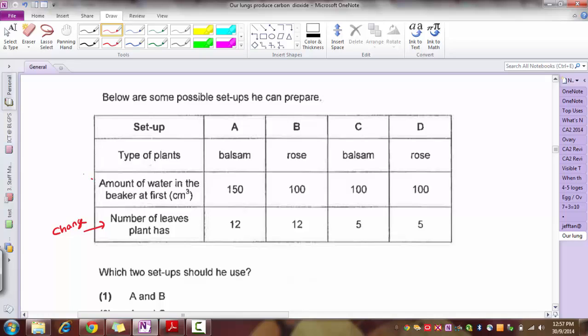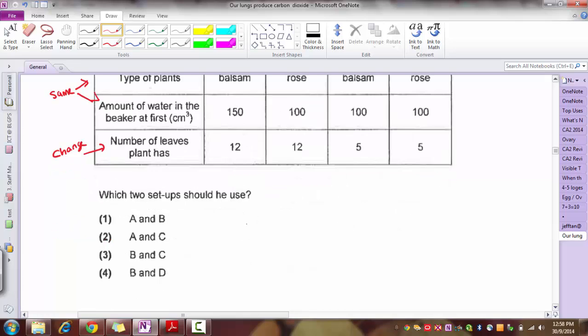So which means the other 2 variables, which is the type of plants and the amount of water, must be kept the same. Okay, so if you compare and you take a look at which 2 setups, eventually you will find out that the setup that he should be using is B and D. Right, he should be using B and D.